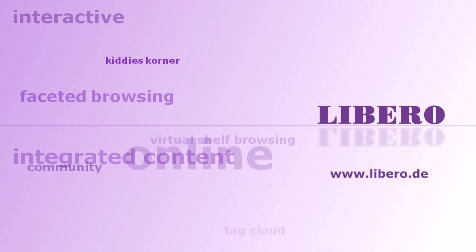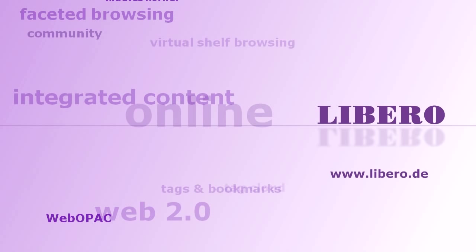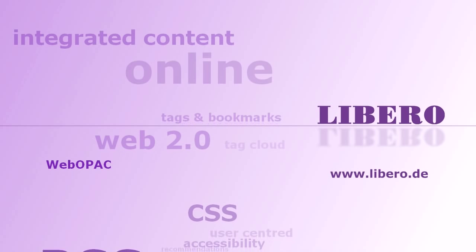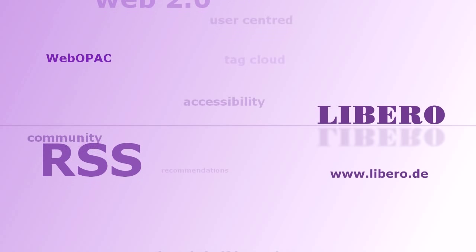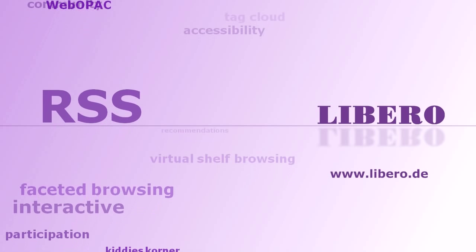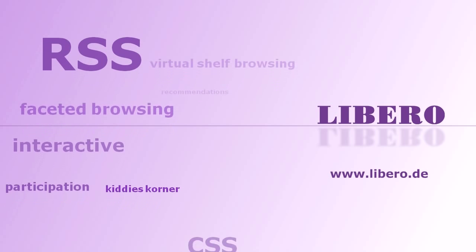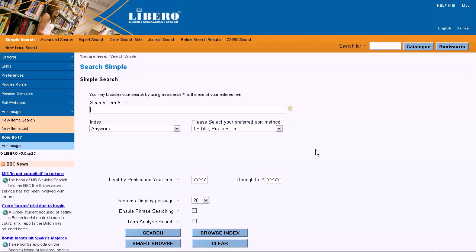We've integrated several Web 2.0 and social networking features into the library software Libero so that users can actively engage in finding the content they want. Libero's Web 2.0 functionality is fully integrated into the WebOPAC. WebOPAC makes the library catalogue available on the internet or on an intranet. Users can directly access the library catalogue and their user information from anywhere.